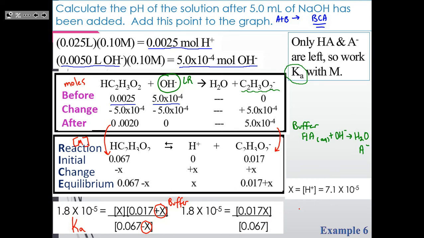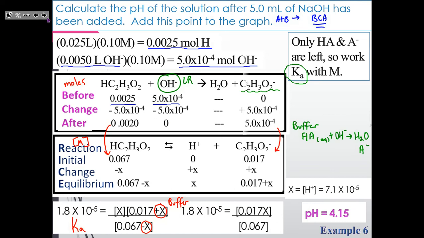And then once we get x, and we have the H plus, we can take the negative log to find the pH, which is 4.15. Now you'll notice this is different. With strong acid, strong base, we had a small increase in pH. But here there's kind of an initial jump from no base to adding a strong base. We've entered the buffer region, though.